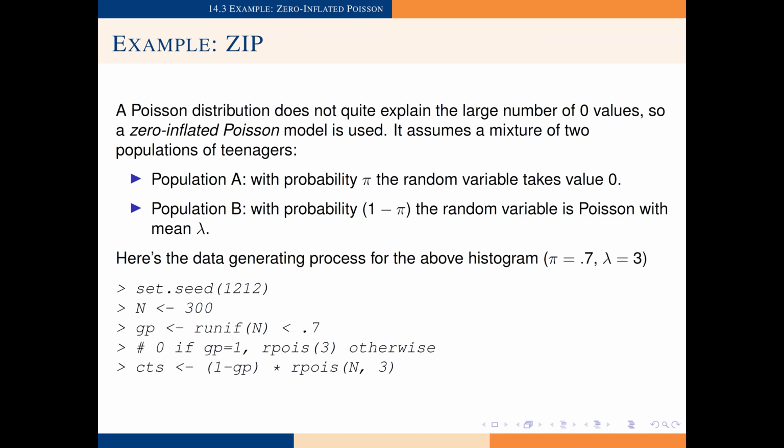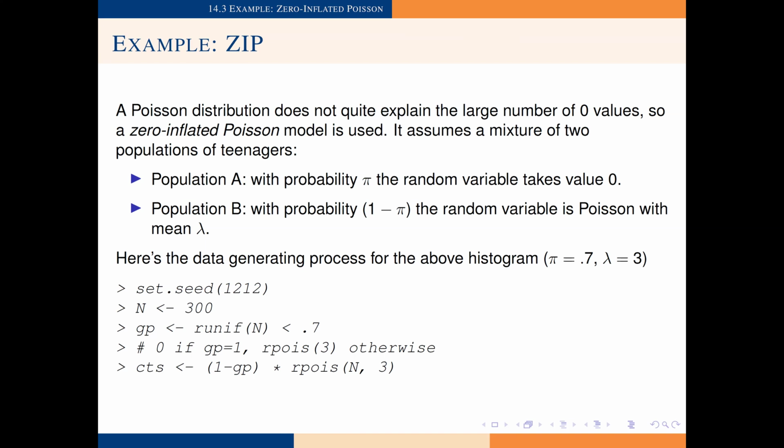It actually is still a mixture model for counts, but in this case, it's going to be a mixture of two populations of teenagers. Let's suppose that there's one population A, which is going to have membership probability pi. And for everyone from population A, these are essentially individuals who never drink. You also have a population B, which are the remaining teenagers. It has probability 1 minus pi.